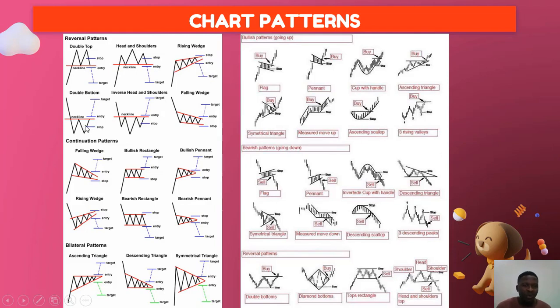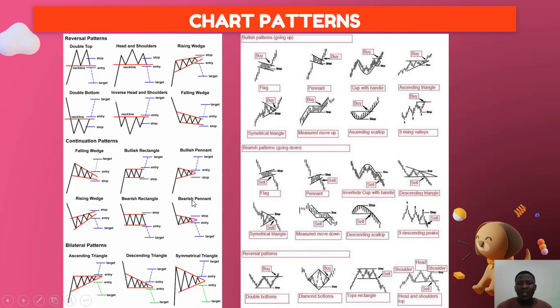We have the double bottom, a bullish pattern. We have the inverse head and shoulders. This is a bullish pattern. We have the falling wedge, a bullish pattern, and all that. Now these very patterns, as you see represented on this slide, you also come across them on your chart. So it is left to you to do your due diligence to know your entry, because even from this pictorial representation, you can see the entry point, the stop loss, and the target.